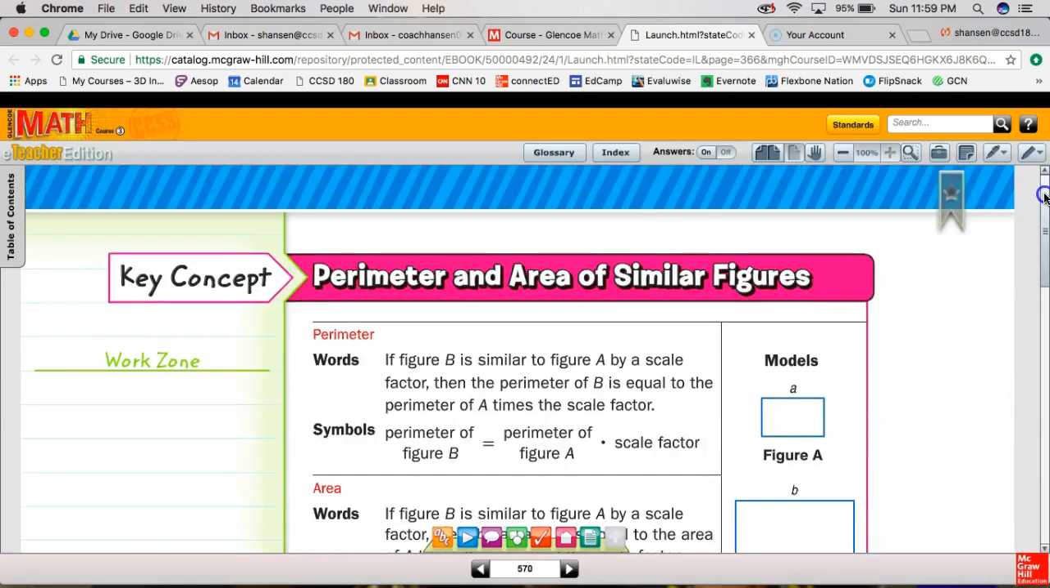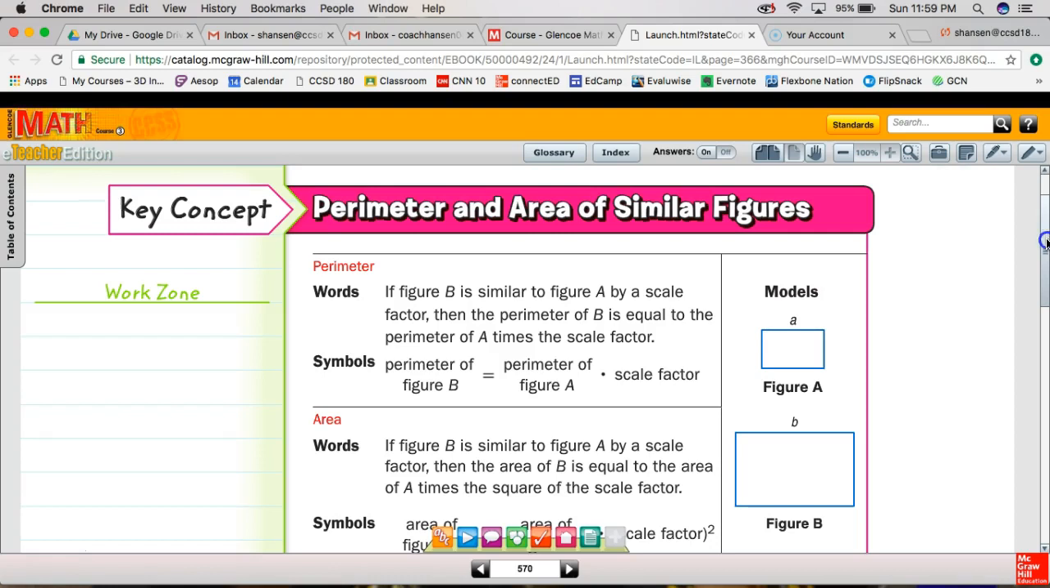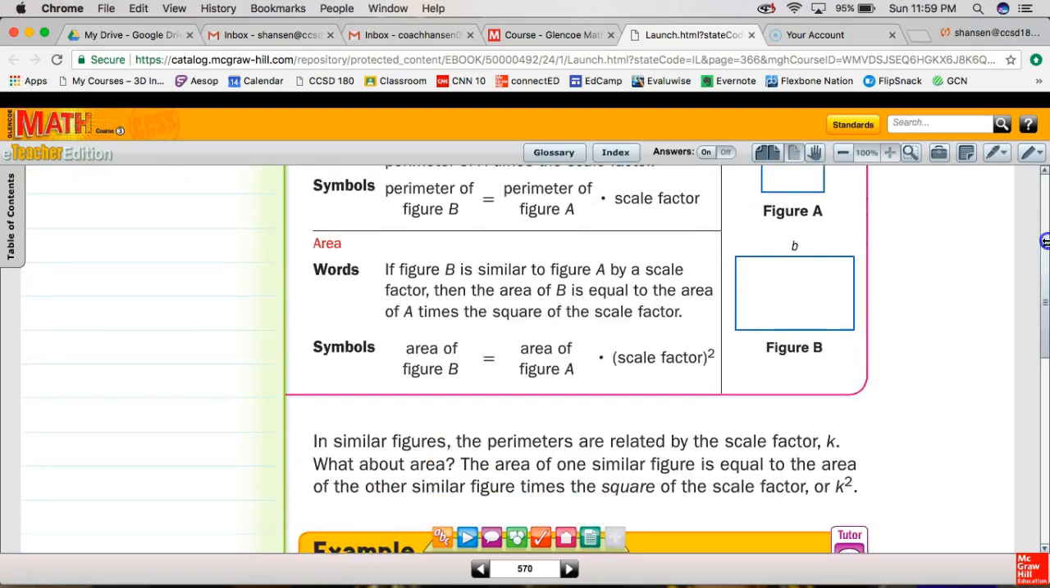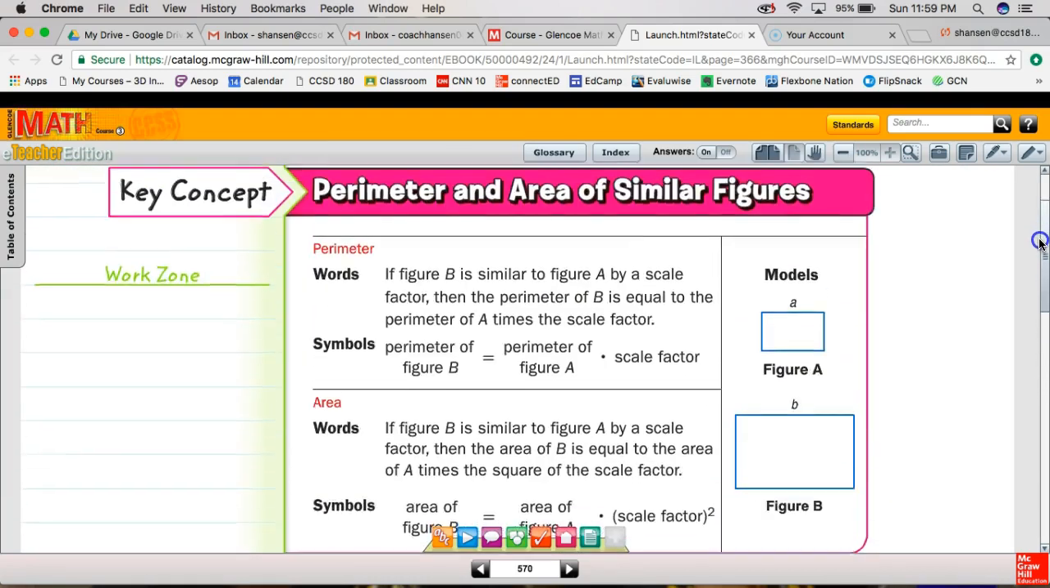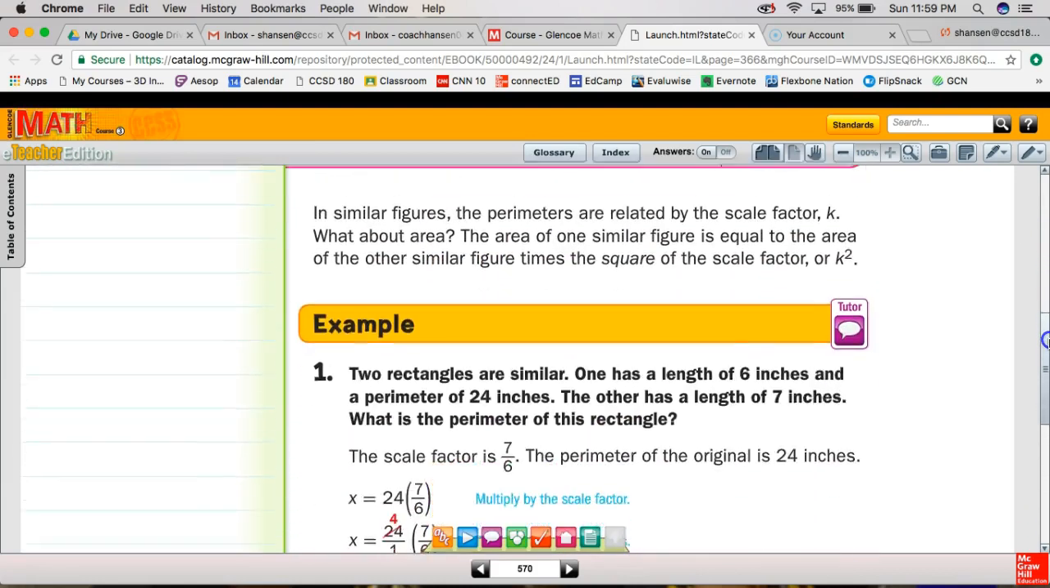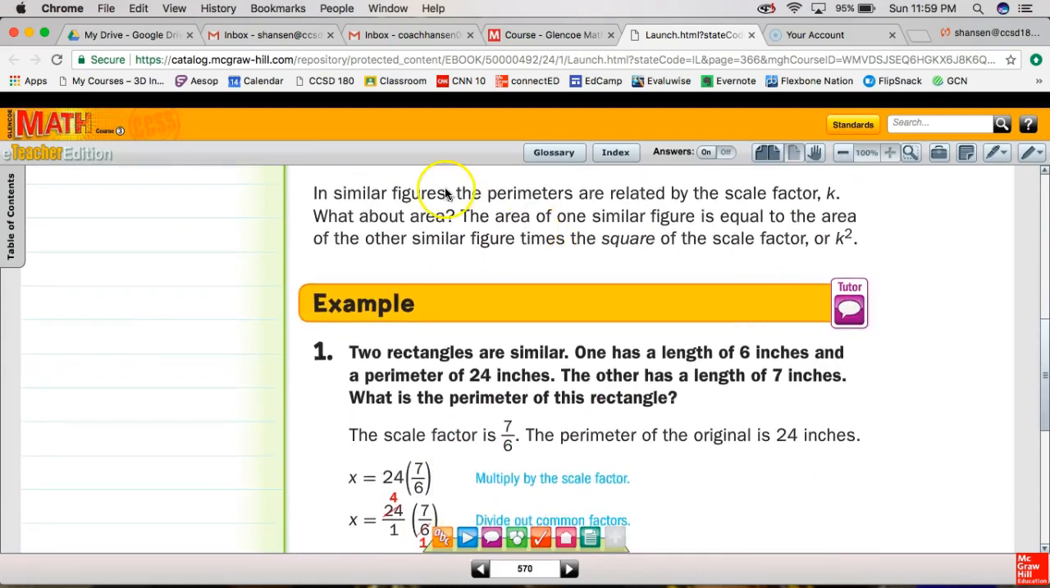All right, so perimeter and area of similar figures. I really don't like the way that this is explained, so I'm going to skip it, and I'm simply going to say that this is the key part right here. Let's try the highlighter. In similar figures, the perimeters are related by the scale factor K. So underline that. Area, scale factor, area is K factor squared, or the scale factor squared.